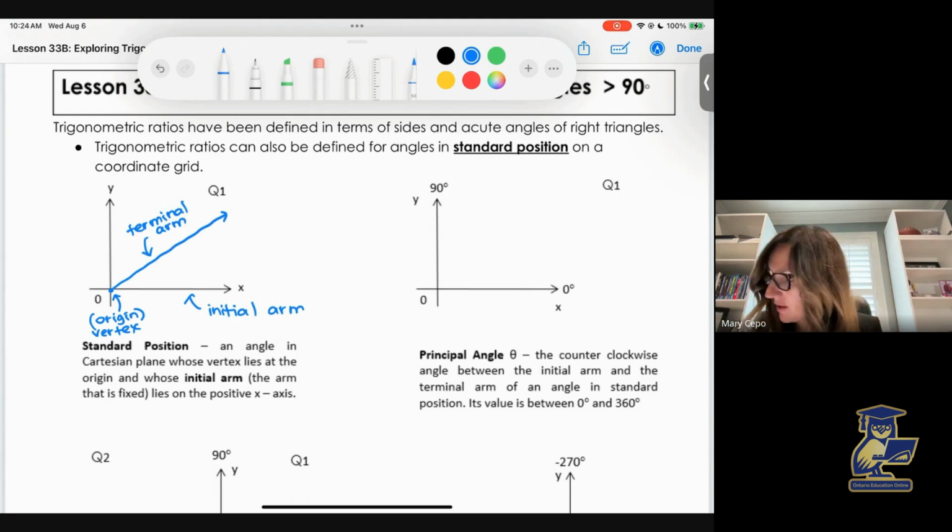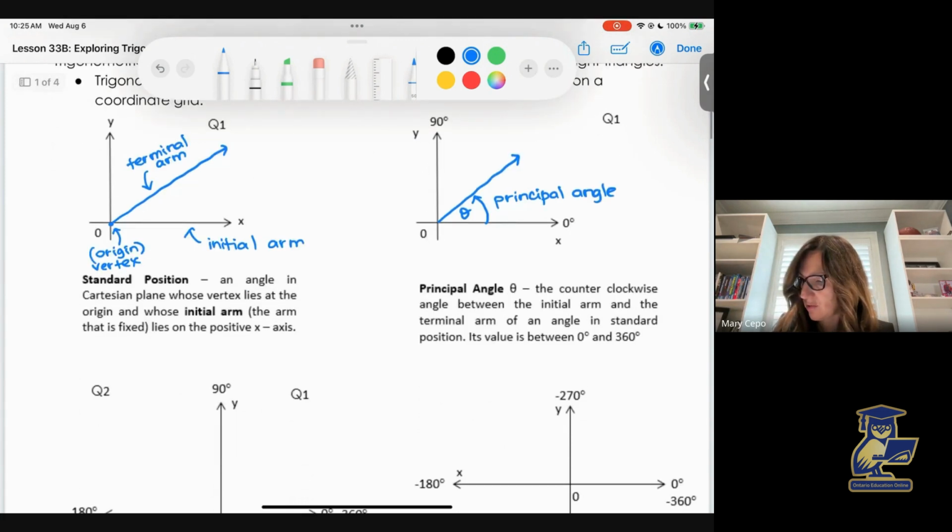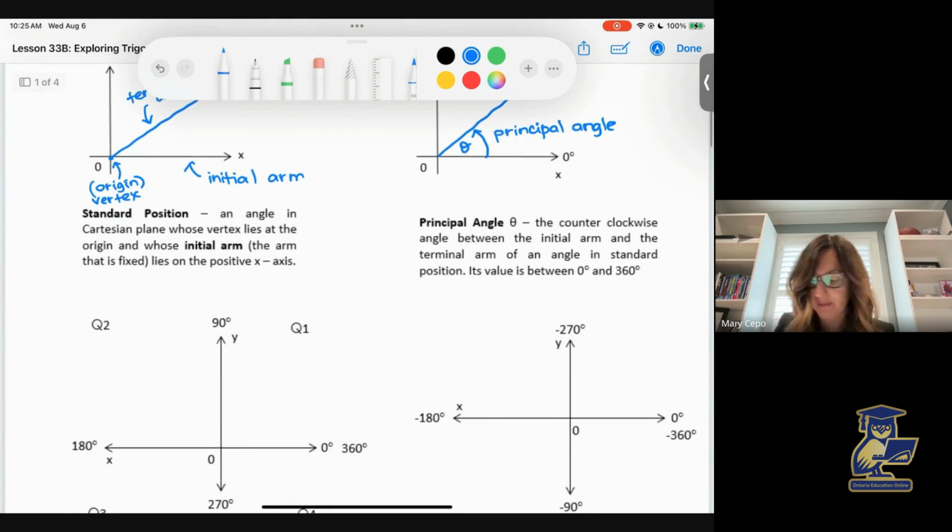So the principal angle, again, if we were to draw that, would be, as we said, the counterclockwise angle. So it would be from the initial arm to the terminal arm, and that would be theta. Okay, so we would consider that the principal angle. And again, we're going to take that terminal arm into the different quadrants and then determine measures of those principal angles.